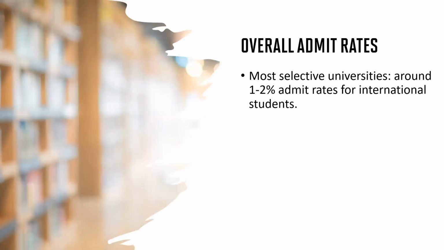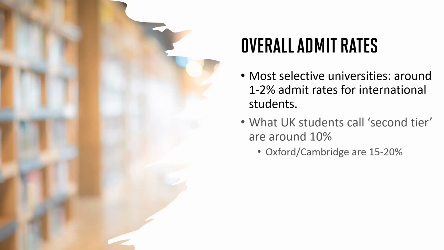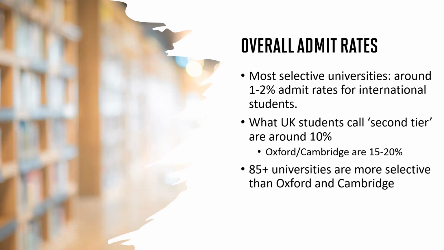Okay, so in terms of the most selective universities, the acceptance rate will be as low as 1 to 2% for international students. What UK students would call second-tier colleges, I mean, we wouldn't really use that terminology at UES, but they may be around 10%. And just for comparison, Oxford and Cambridge are around 15 to 20%. So in fact, there are 85 universities that are more selective than Oxford and Cambridge in the US.